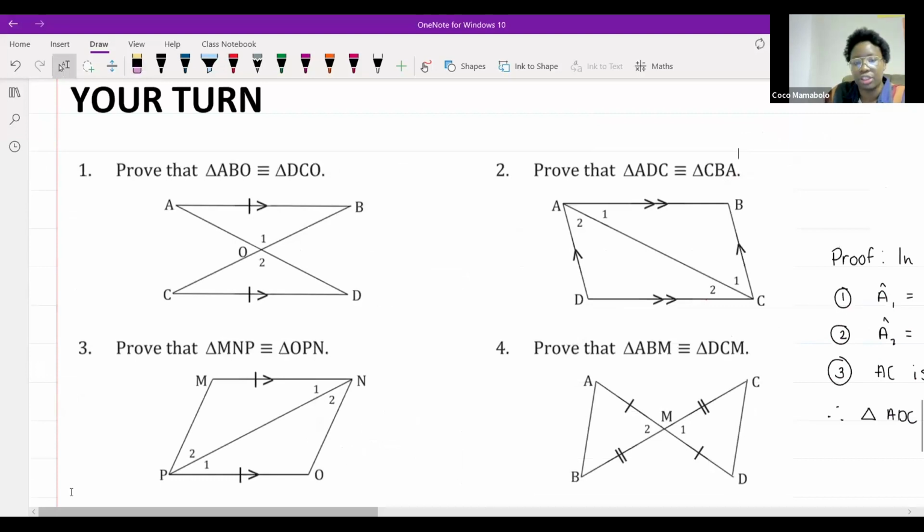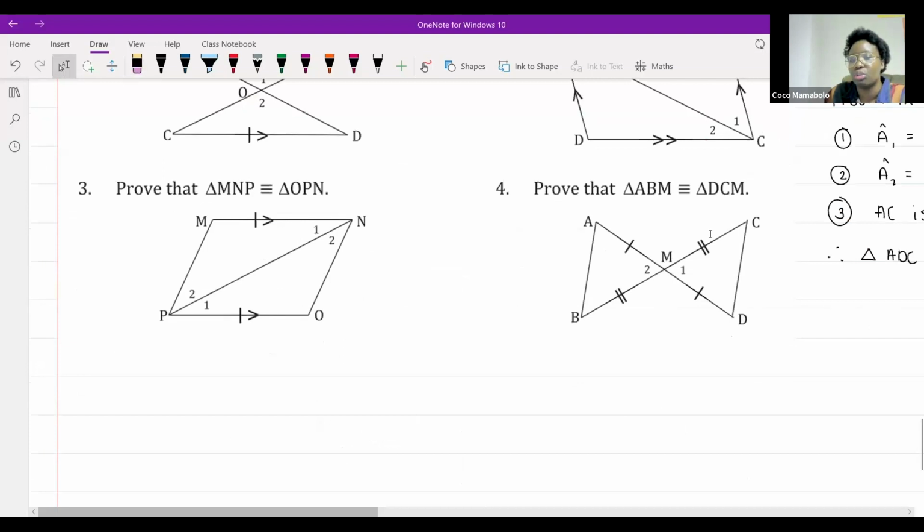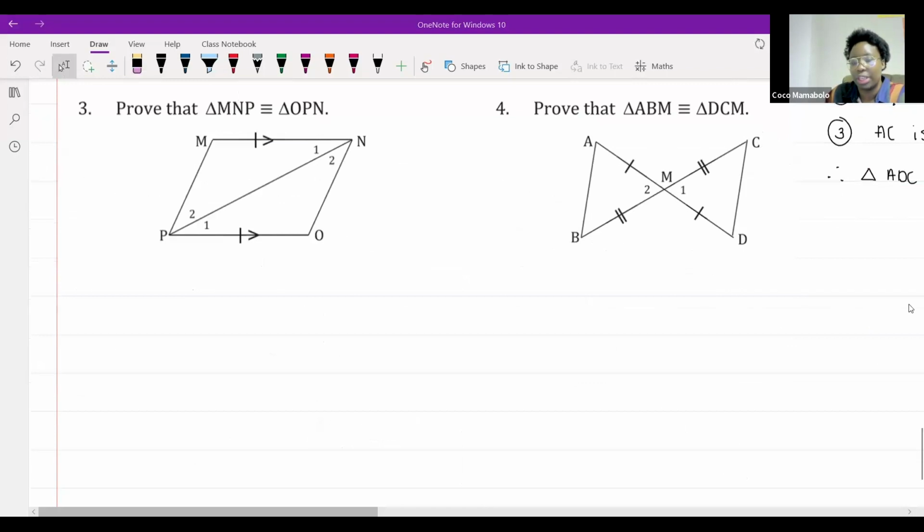Excellent. There's your next challenge, number 3. Let's do numbers 3 and 4. I'll give you a chance to do both. Do numbers 3 and 4. Pop your favorite emoji in the chat when you're ready.